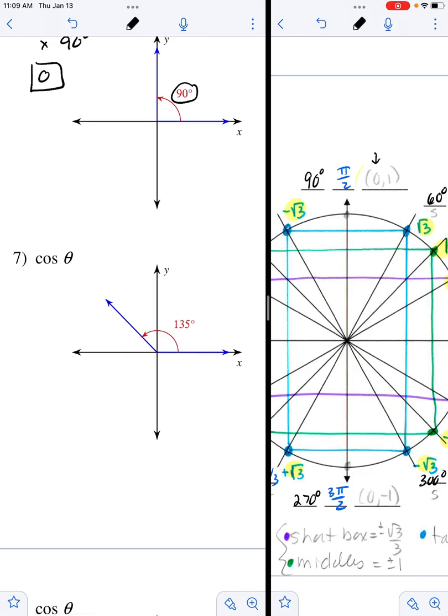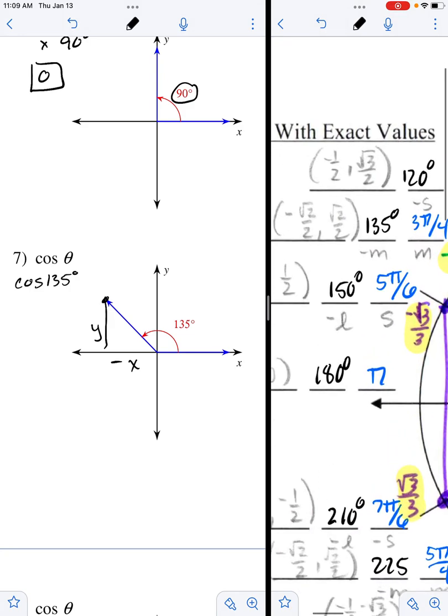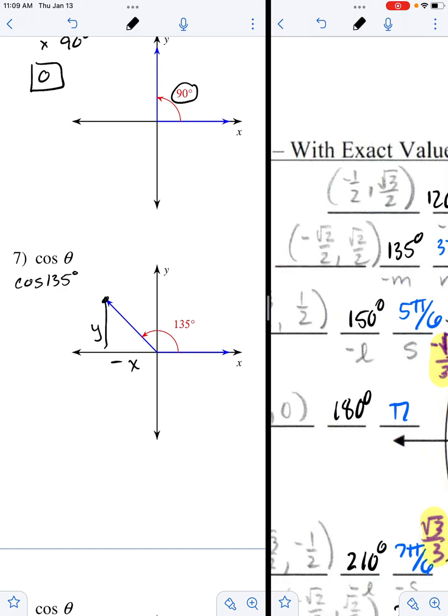So 135 is where I'm going. So it's asking for the cosine of 135. You can tell, like here, the cosine or x is negative, the y is positive, and so my cosine should be a negative number when I look it up. So I look over here, I find 135, and I'm looking for my cosine x, which is this guy. So just like I expected, it's a negative because that's how you get into quadrant 2, is to have a negative x.